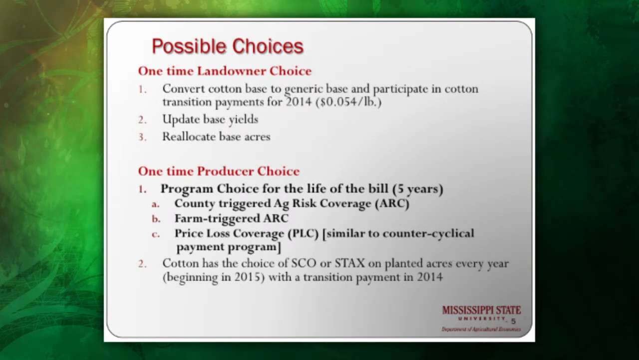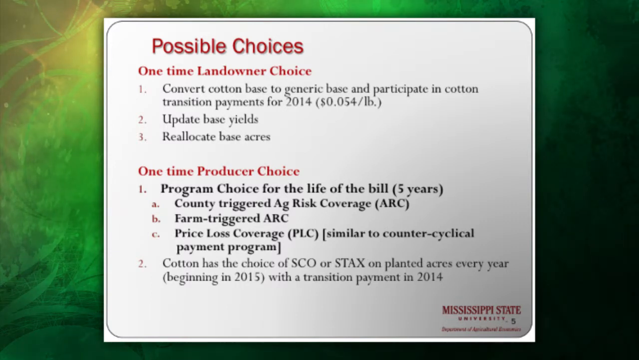So let's talk a little bit more about the possible choices that a producer may face. First of all, let's talk about choices that the legislation says will be made by landowners. Landowners will get the opportunity to convert their cotton base to generic base and participate in the Cotton Transition Program for 2014. Landowners will also get to choose to update their base yields if they wish to, and they will also have the opportunity to reallocate their base acres, as I just mentioned.